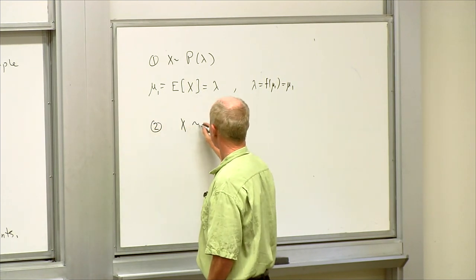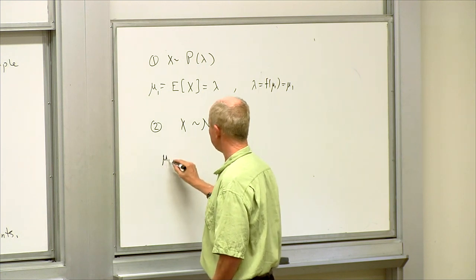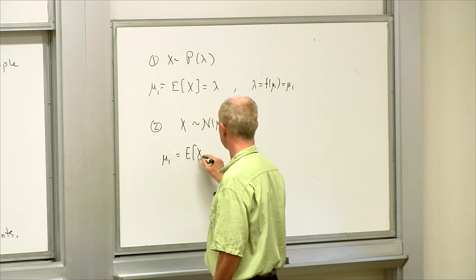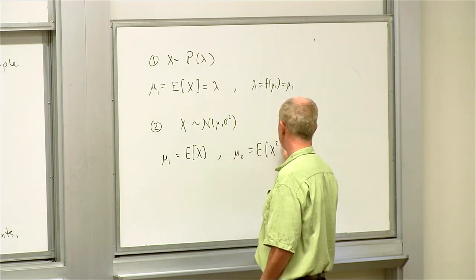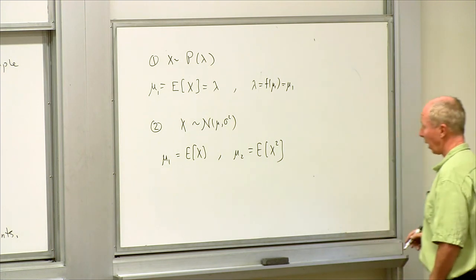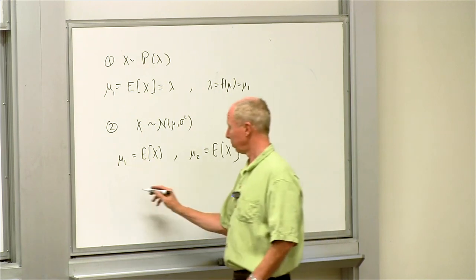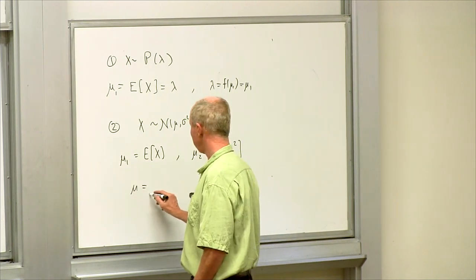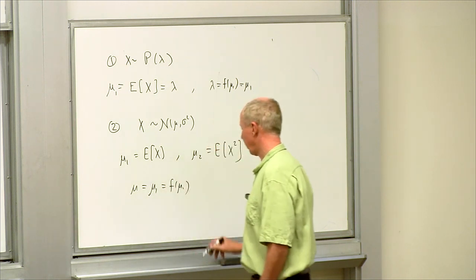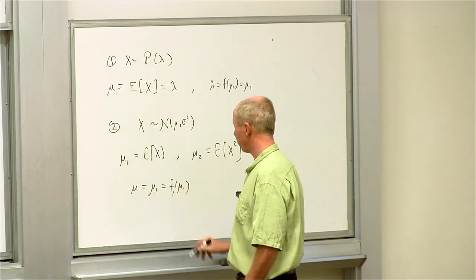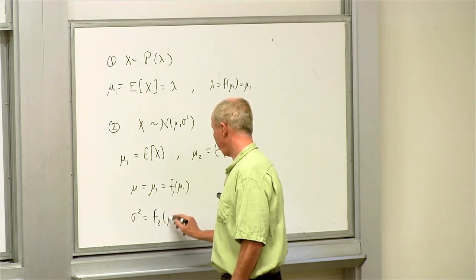Let's suppose x is normal with mean mu and variance sigma squared. And mu1 is the expected value of x, and mu2 is the expected value of x squared. How can we express mu and sigma squared in terms of these moments? Well, mu is mu1, right? So in this case, f1 of mu1 is mu1. We need two functions this time. Sigma squared, I want to express that as a function of mu1 and mu2.